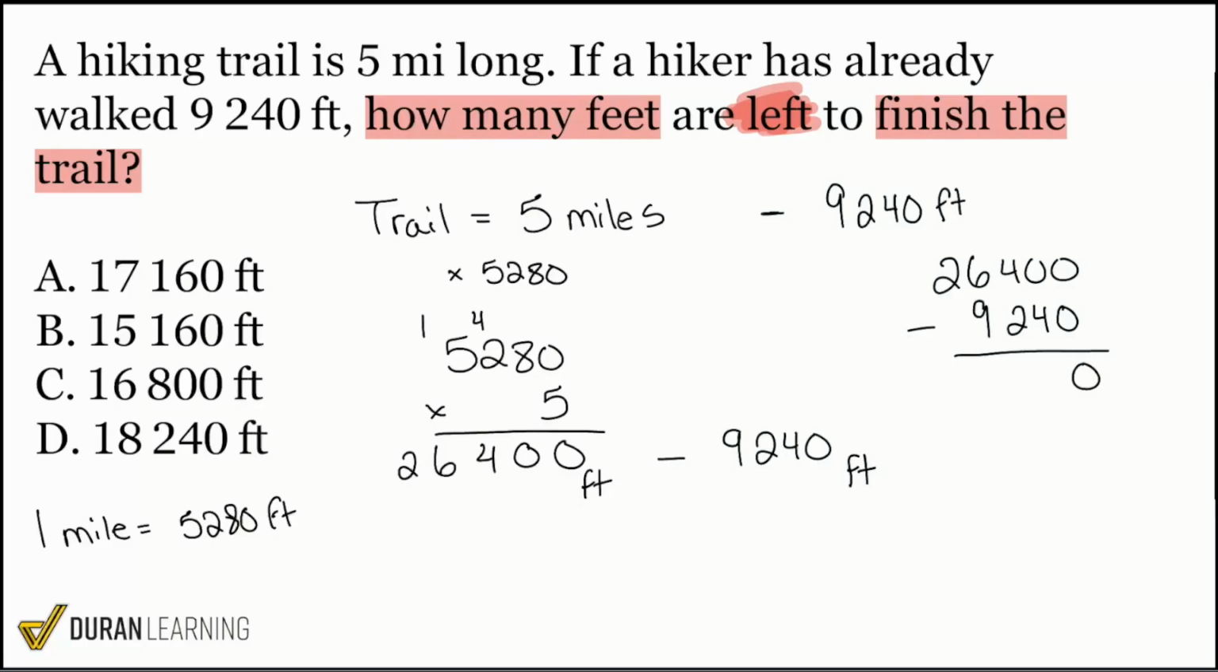0 minus 4, can't do that. So we'll go ahead and borrow a 1. And then we have 10 minus 4. That's going to give us 6, getting ahead of myself. Then we have 3 minus 2 is 1. And then we have 26 minus 9. That'll end up giving us 17. And there we are. Our final answer, the final amount that is left on this hike, on this trail, is 17,160 feet. And there we are, my party people. The correct answer for this question is answer choice A.